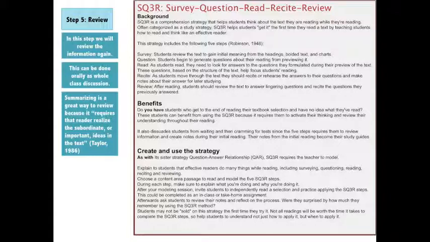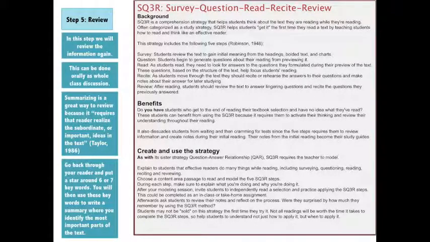Summarizing, Taylor in 1986 said summarizing is a great way to review because it requires the reader to realize the subordinate or important ideas in the text. Anybody who's worked with Marzano strategies knows this importance of summarizing, in that it requires students to look at what's important and decide what's not important.